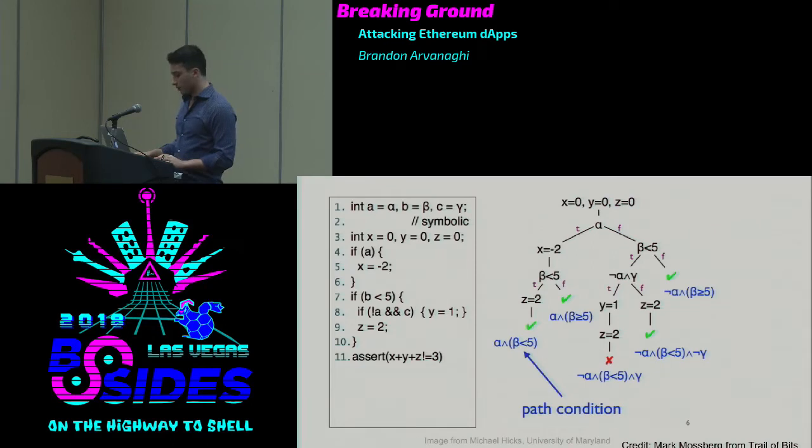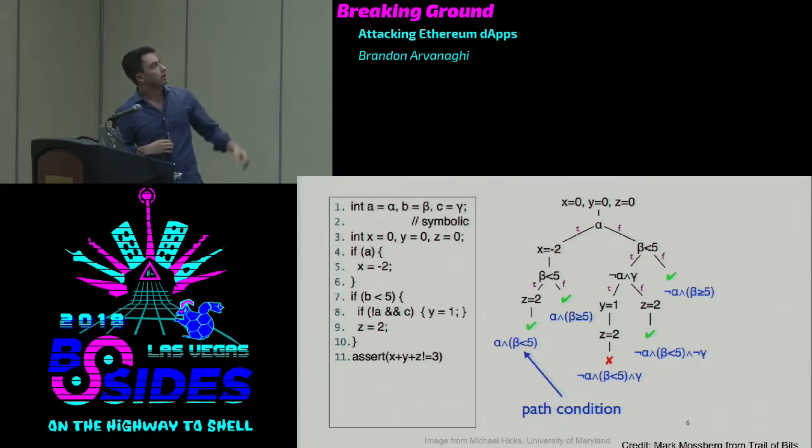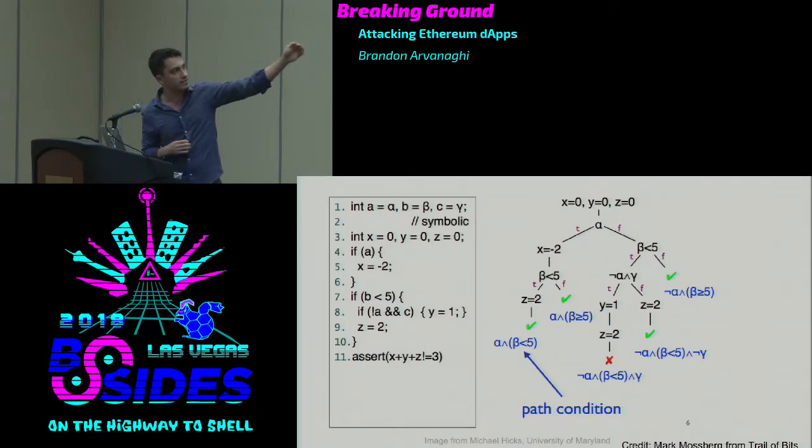This is another slide from Mark from Trail of Bits. This is an example of how that end state calculation gets done. So when you have A, B, and C assigned symbolic values, you can go down every path in this tree, and you'll get the end states and the conditions necessary to get to that end state. So what we're checking here is to see if that assertion ever fails, right?